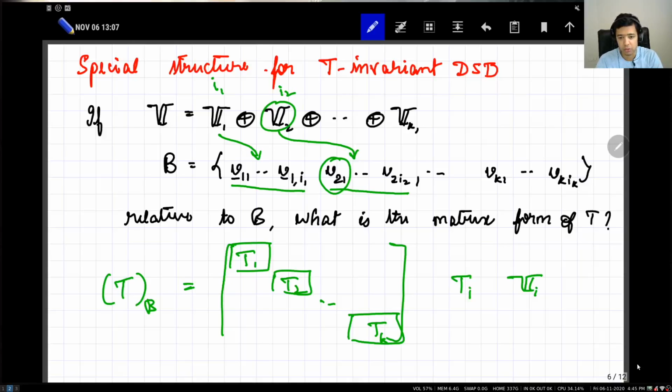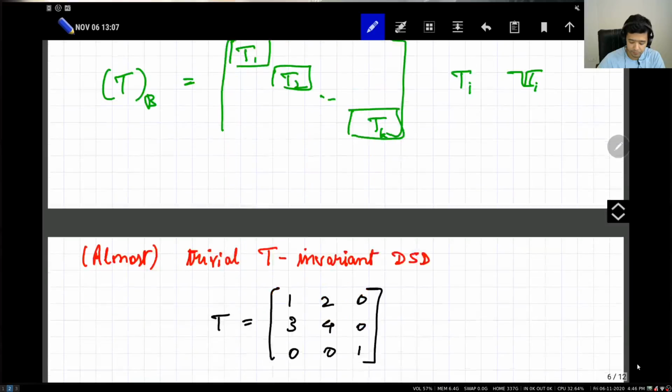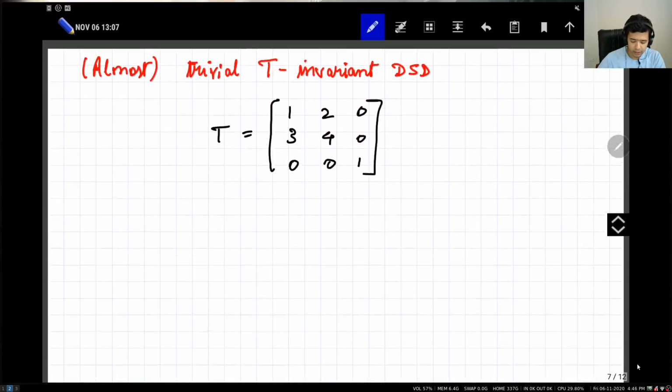And recall that our goal is to somehow convert any given matrix into a block diagonal matrix. So if we have a T invariant direct sum decomposition of V, then effectively we have found our block diagonal representation. As an example, here's an almost trivial one. Suppose that T is block diagonal. If T has this particular form, 1 2 0; 3 4 0; 0 0 1, then what are script V1 and script V2?